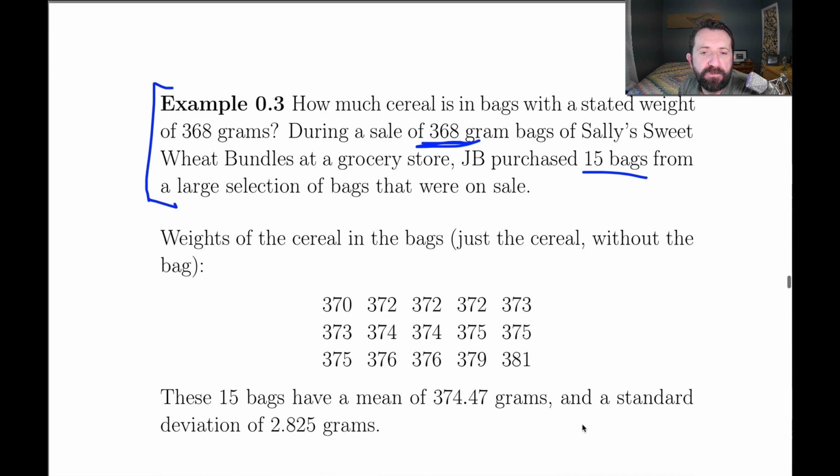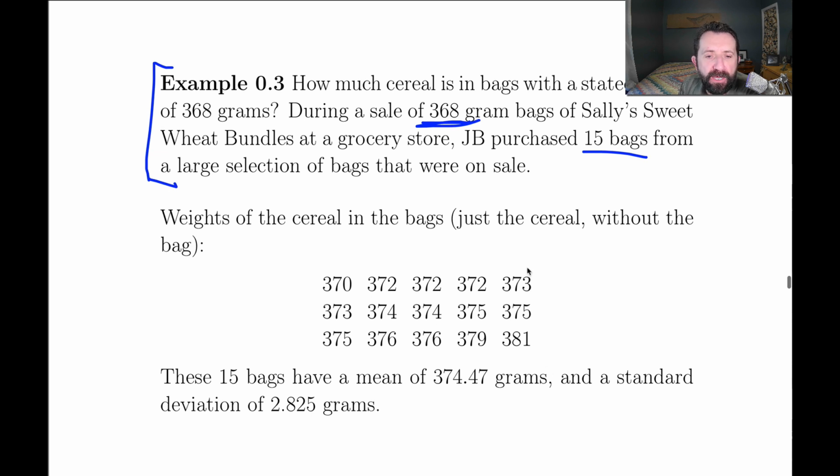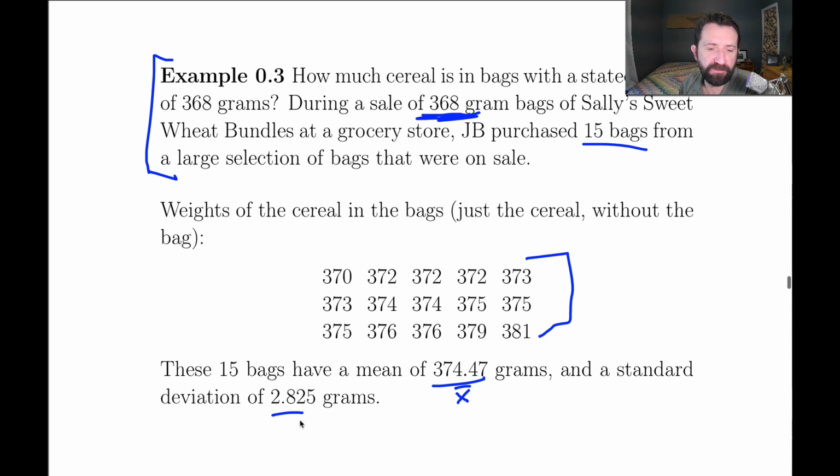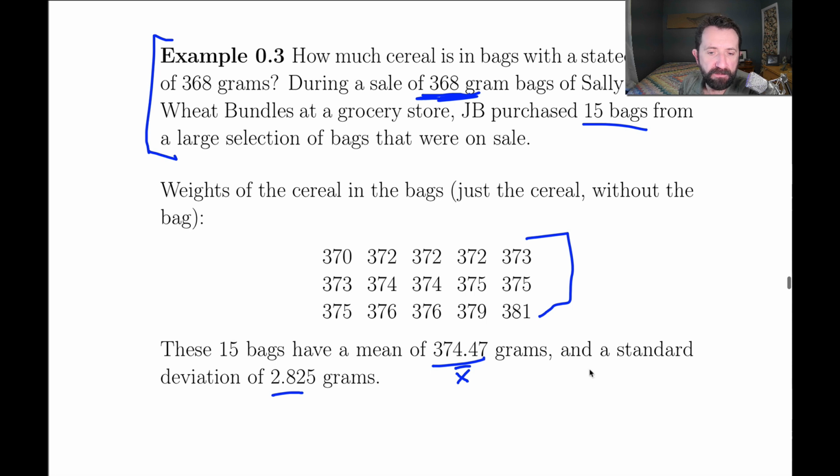Okay, here's what we get for those 15 bags in grams. Again, nominal weight of 368. They're saying 368 grams in there. How much is actually in there? It's a very legitimate question, I think, I would like to know. So this is what I got. So just for these 15 bags, I have a mean, my X bar, because it's a sample mean, because I'm talking about these 15 bags, which is a sample, right? That's my X bar, 374.47 grams. And this is a sample standard deviation as well. We have to be able to determine that. I'm just saying the 15 bags had a standard deviation of this. That means that's the sample standard deviation.